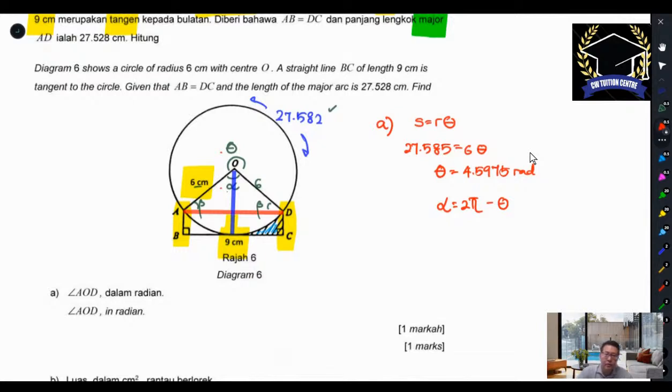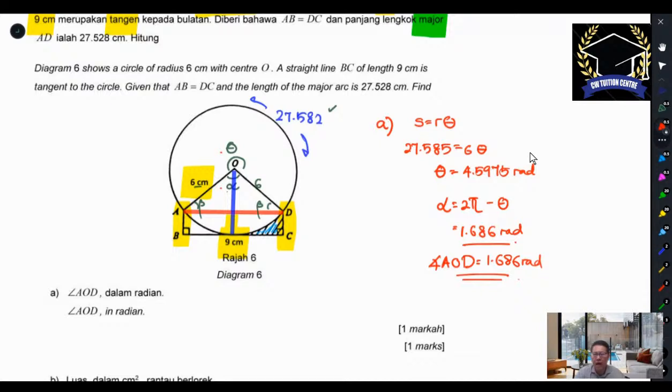So I get 1.68656686 radian. So if you want to write angle AOD equals to 1.686 radian. Okay, that's it.